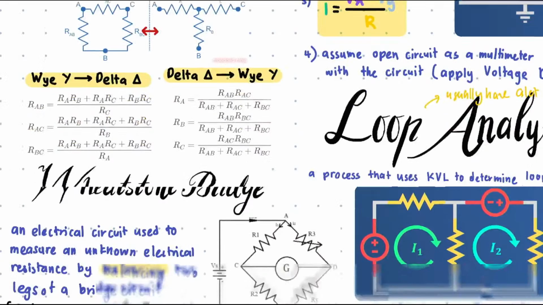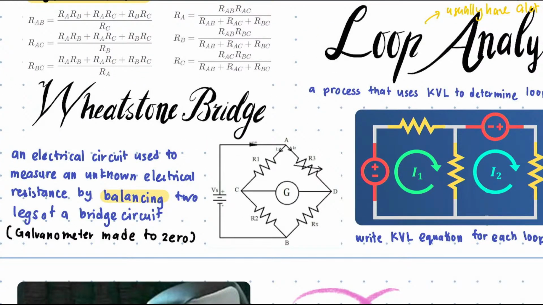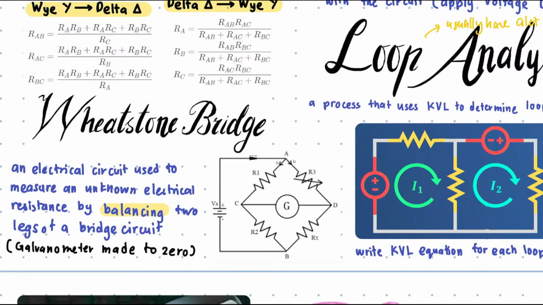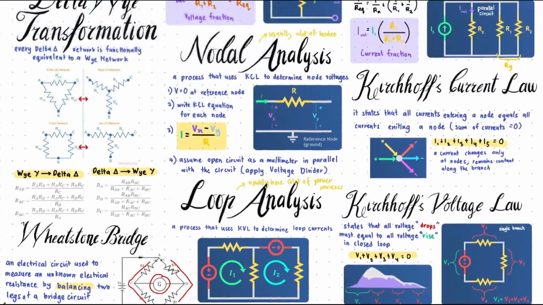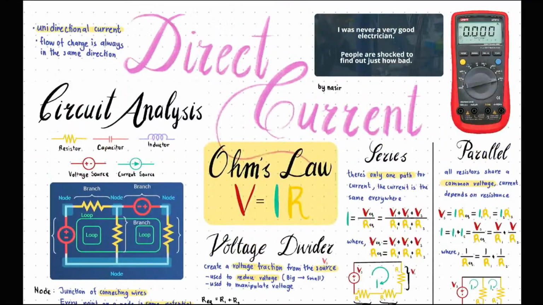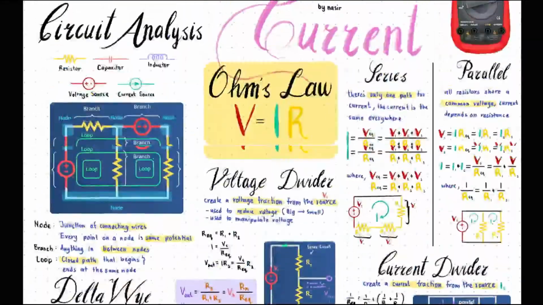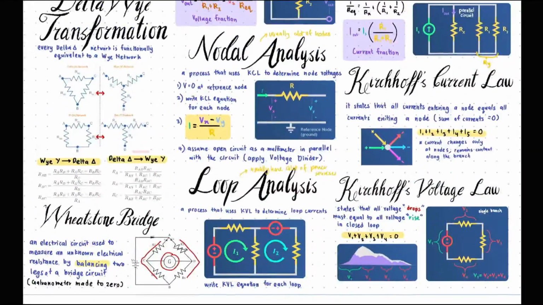Okay, this is a Wheatstone bridge. You use this to balance two legs of a bridge circuit, which means that the circuit going here and the circuit going here are equal. So in between here there is no potential difference. Okay, that's it. So that is direct current. It doesn't actually cover a lot, but it's just an introduction to direct current.